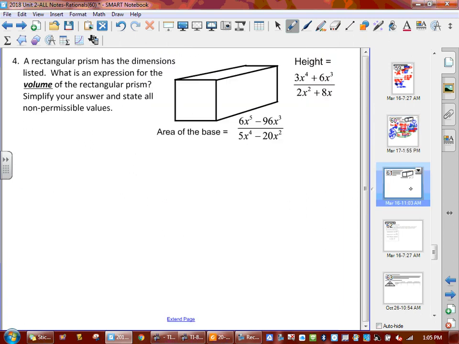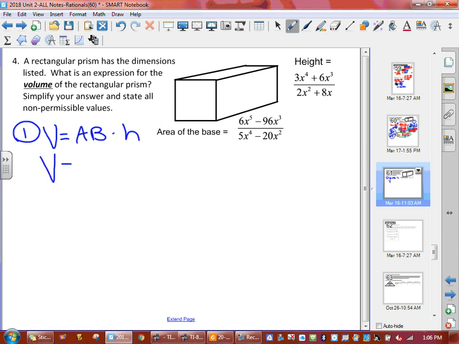Next one, last one on your page there. This is your number 5. So they've given the height and they've given the area of the base. So if they want volume, you take area of the base, multiply by height. So you're just going to multiply these guys. So first step, write the actual multiplying equation. So volume equals area of the base times height. And that's what I have to multiply.